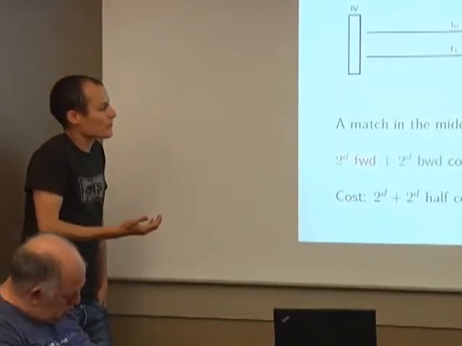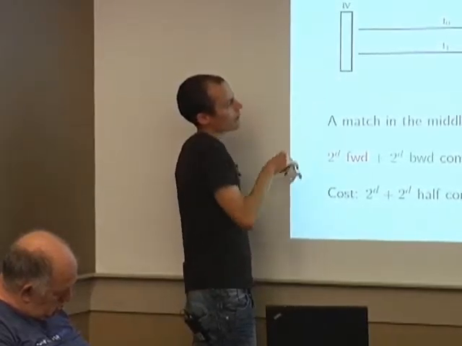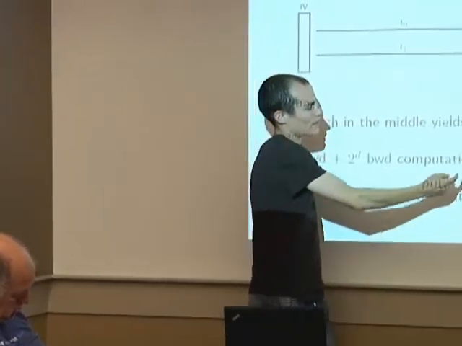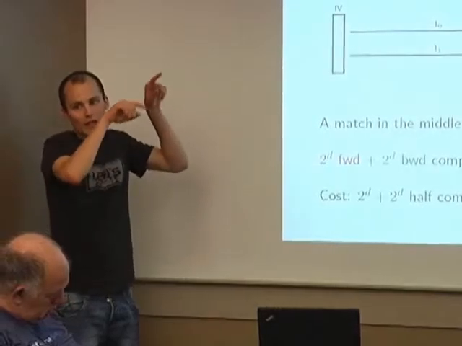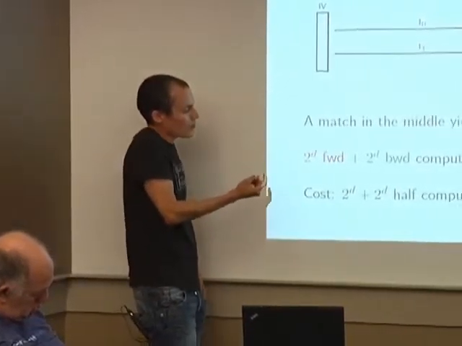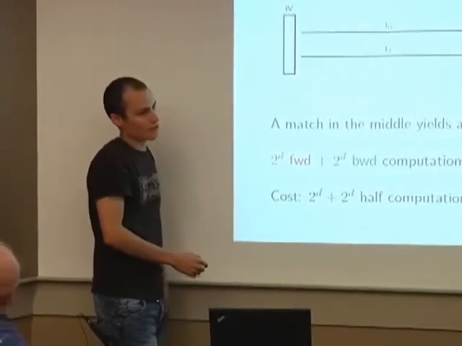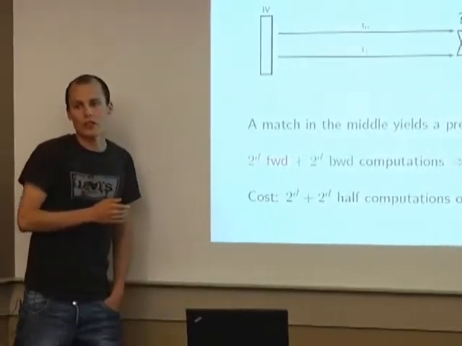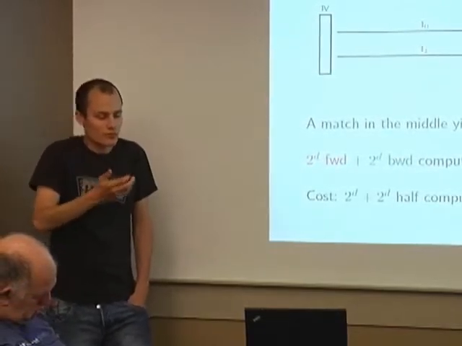If we compute 2 to the d values in the forward direction and 2 to the d values in the backward direction, then we can in total test 2 to the 2d messages by combining every combination in the middle. But it only costs us 2 to the d plus 2 to the d halves computations, so in total 2 to the d full computations of the compression function. This is the rough idea, which gives us this speed up.